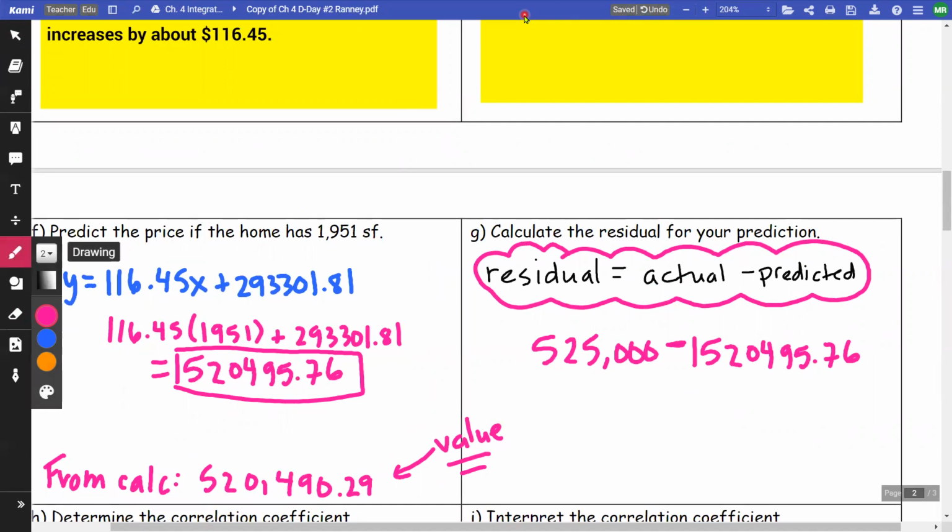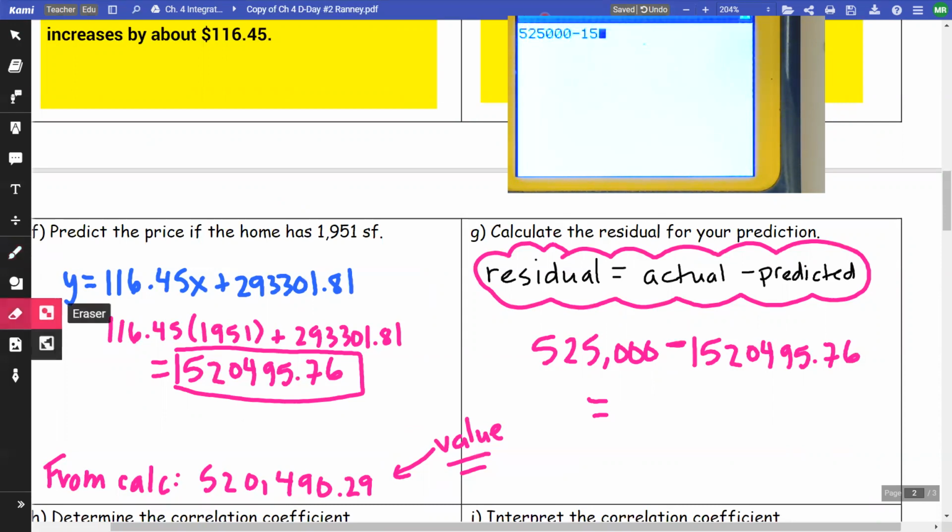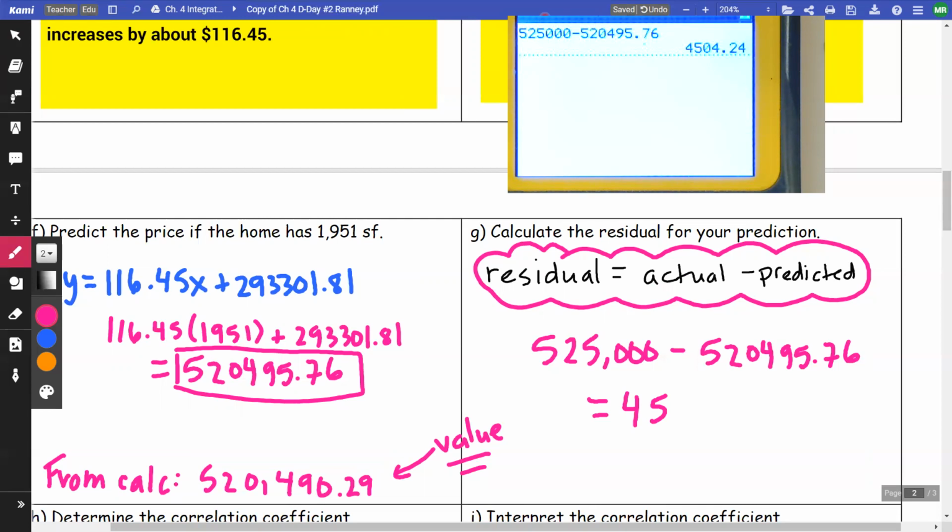So when I do that on my calculator, I'm putting in 525,000 minus... sorry, take that off. That's not a 1. That was part of my box. Minus. So let me go back. 525,000 minus 520,495.76. I end up getting 4,504.24 for my residual.